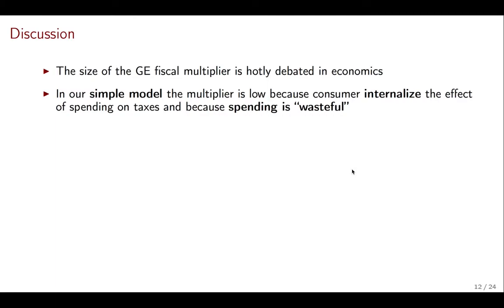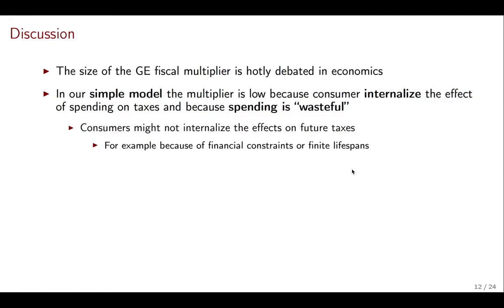The next thing we need to be very cognizant of is that we have a very simple model of the economy, and we need to understand why in this model the multiplier is low. And it is low because, first, the consumer is perfectly internalizing the effect of additional government spending on taxes. And second, because spending is what's sometimes called in economics wasteful. So let me go through those two things one at a time.